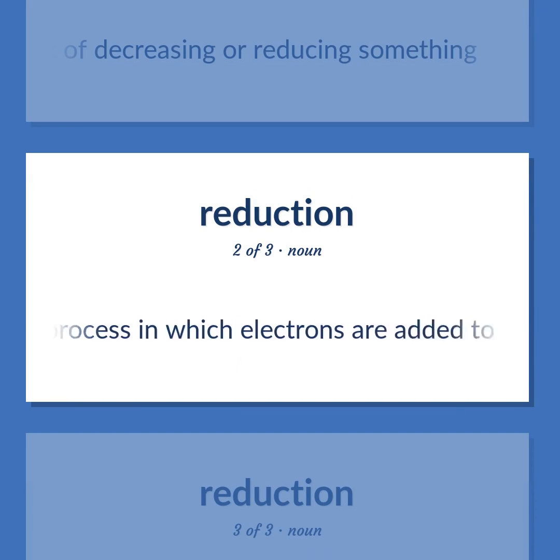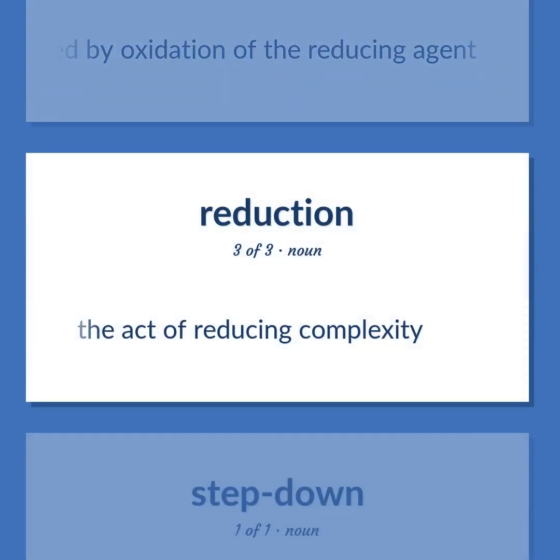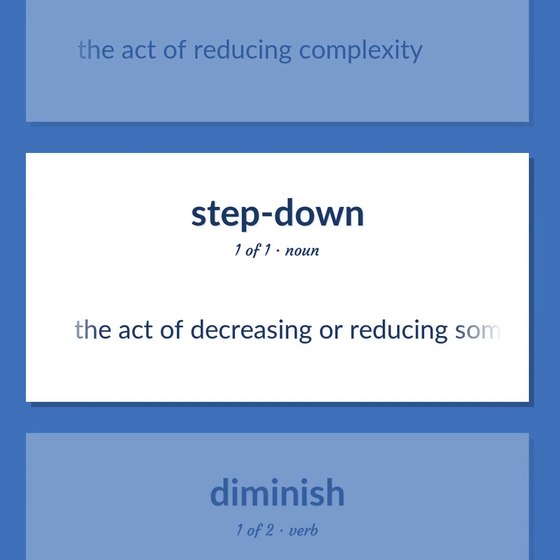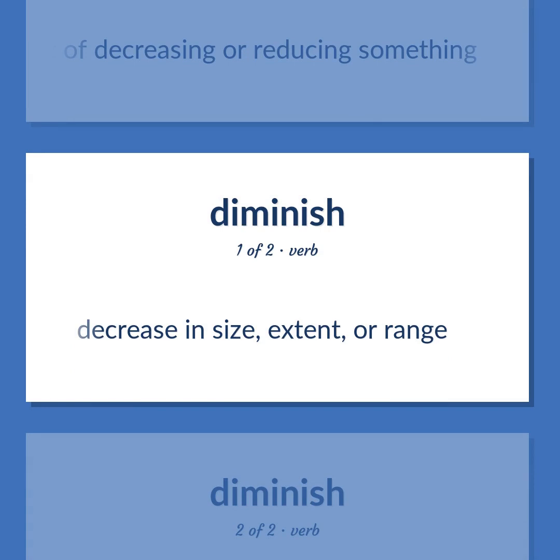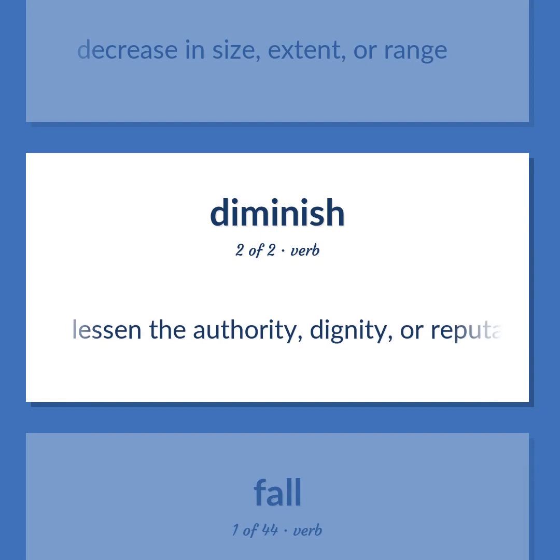Any process in which electrons are added to an atom or ion, as by removing oxygen or adding hydrogen, always occurs accompanied by oxidation of the reducing agent. The act of reducing complexity. The act of decreasing or reducing something. Decrease in size, extent, or range. Lessen the authority, dignity, or reputation of.